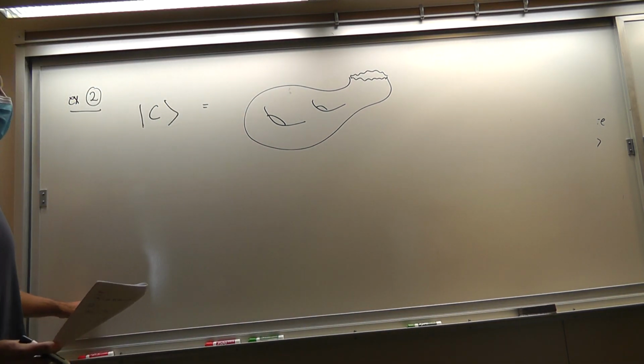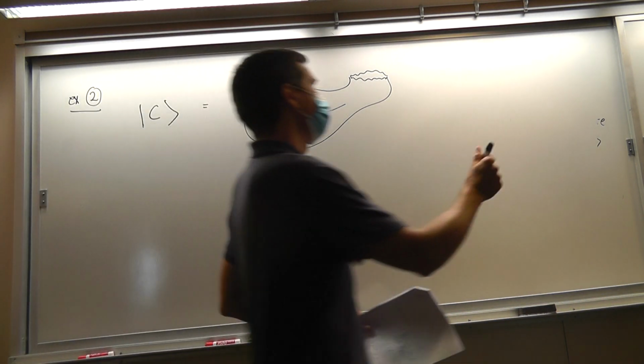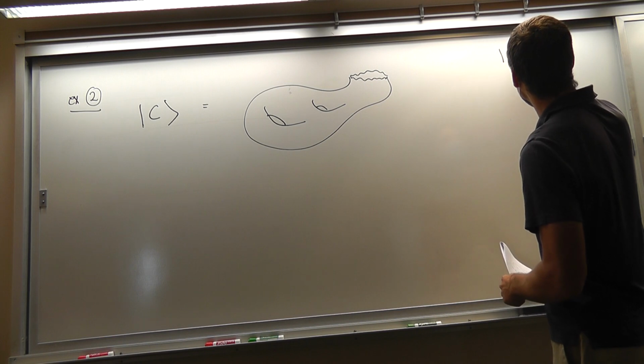Could you explain that more? Why you can't just put a plus b at the top of the integral? Because I've chosen a basis, this field.